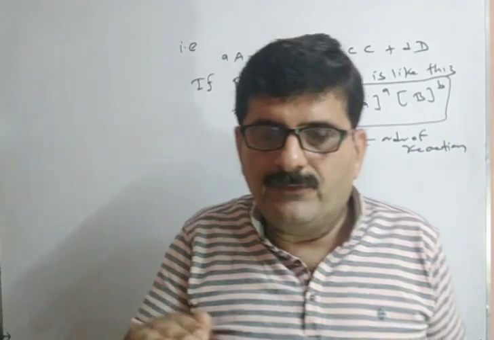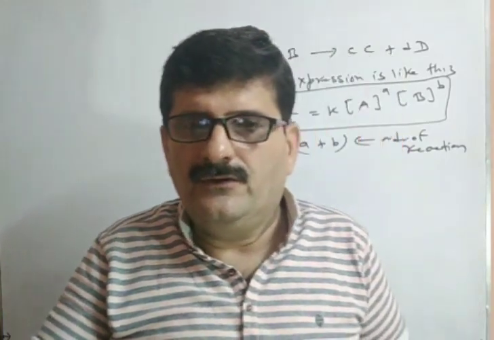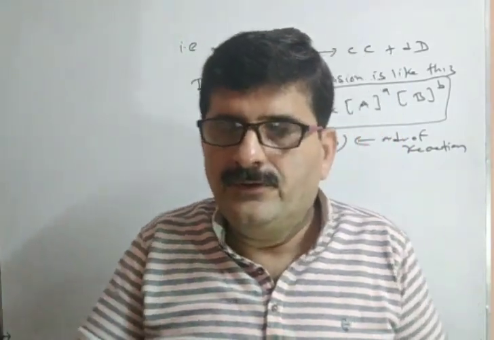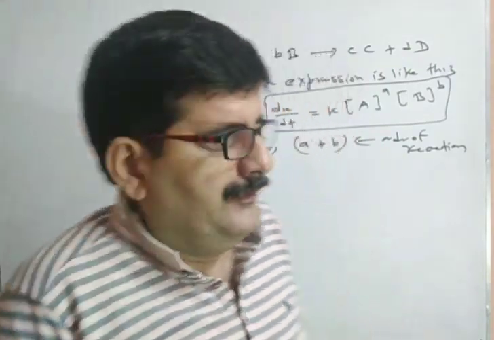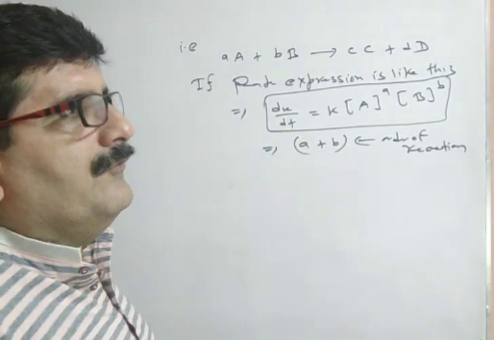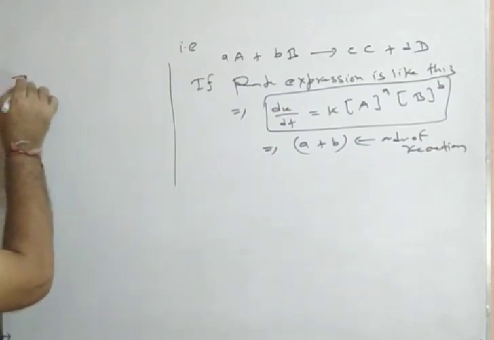So when the rate expression is given, then we can predict the order of reaction. So order of reaction is not a theoretical concept. It doesn't give the idea of the reaction mechanism. Different types of order of reaction become well known. We have already learned zero order reaction.